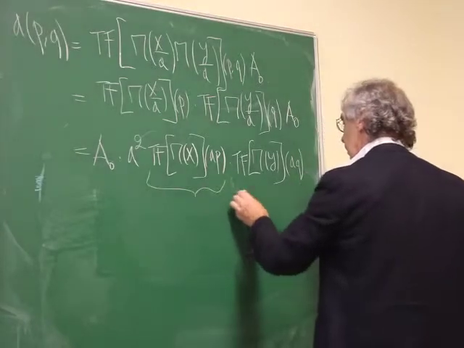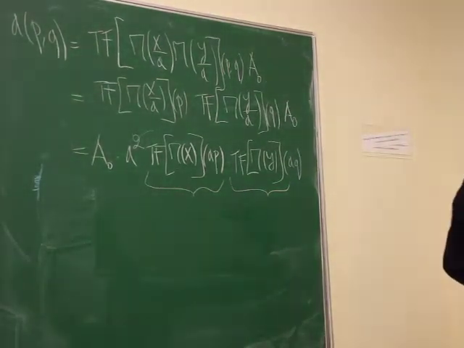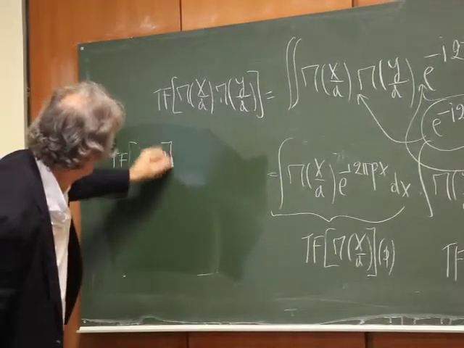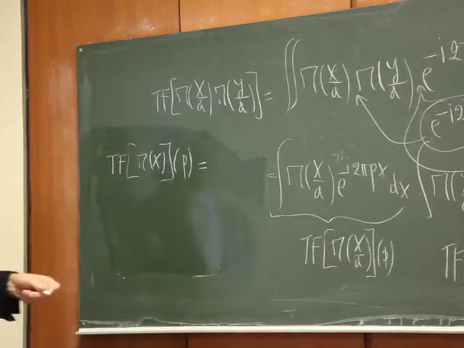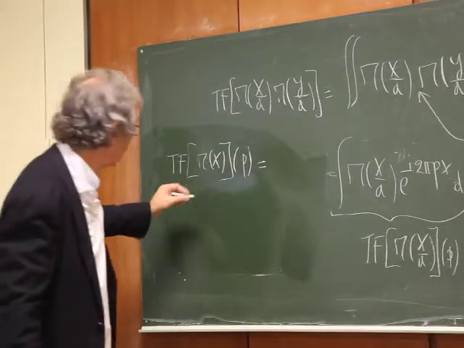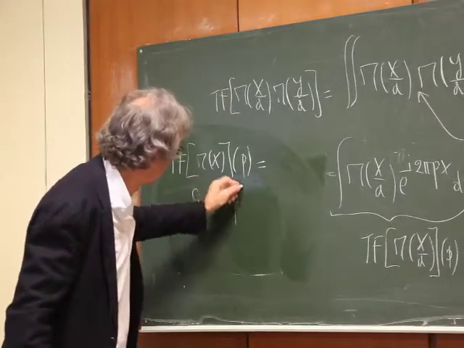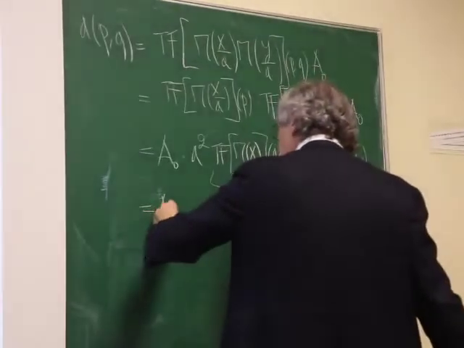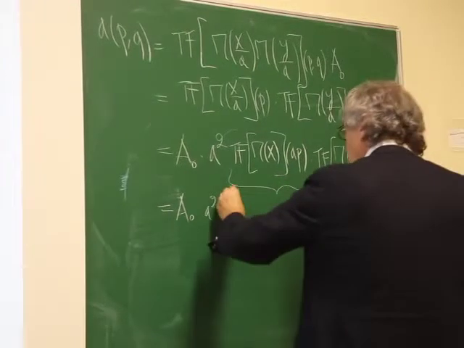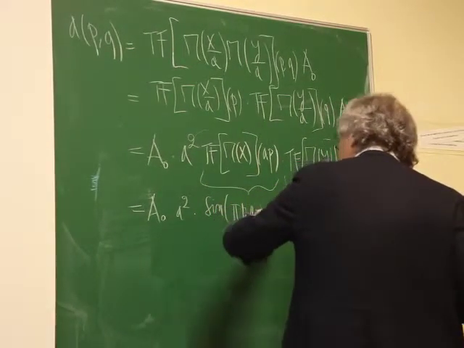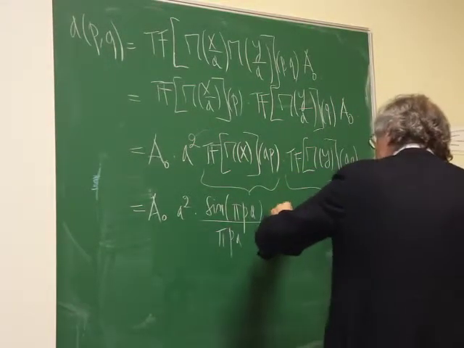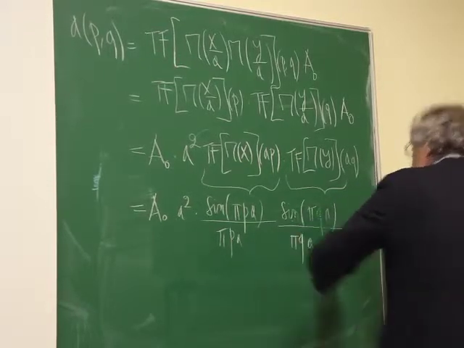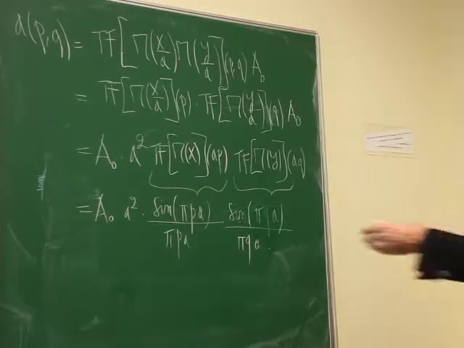Now, second reminder. Last time we have shown that the Fourier transform of the door function was a sine cardinal. Agree? So here we find that this is equal to A0 times a squared times the sine cardinal of a p times the sine cardinal of a q. So this is the expression of the amplitude we find.